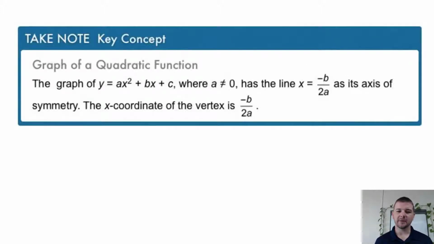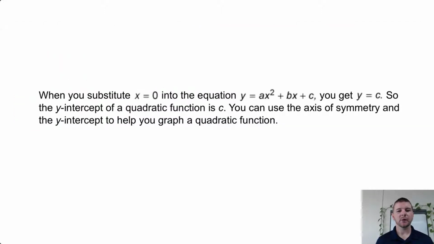Take note, key concept, the graph of a quadratic function. The graph of y equals ax squared plus bx plus c, where a does not equal 0, has the line x equals negative b over 2a as its axis of symmetry. The x-coordinate of the vertex is negative b over 2a. When you substitute x equals 0 into the equation y equals ax squared plus bx plus c, you get y equals c. So the y-intercept of a function is c. You can use the axis of symmetry and the y-intercept to help you graph a quadratic function.